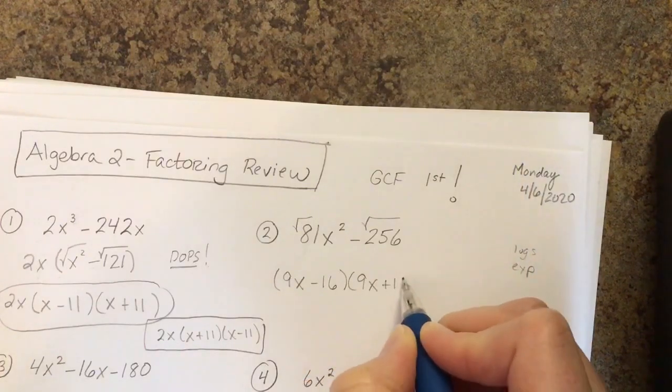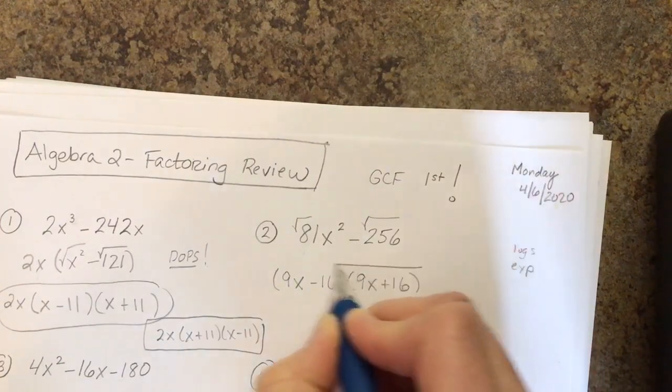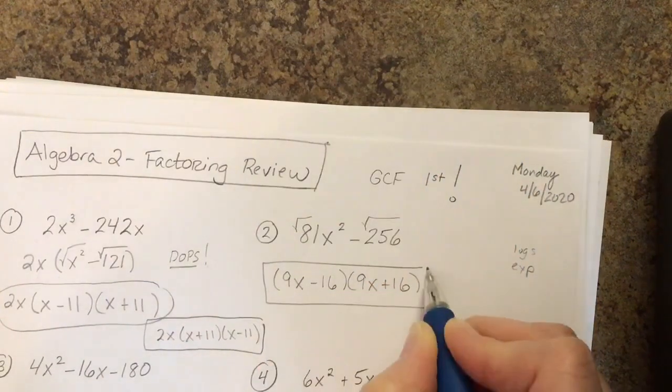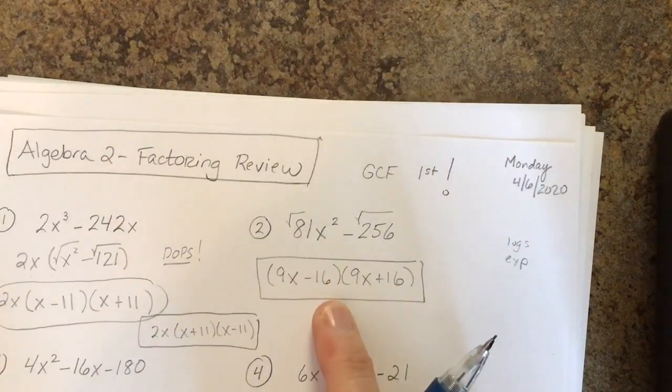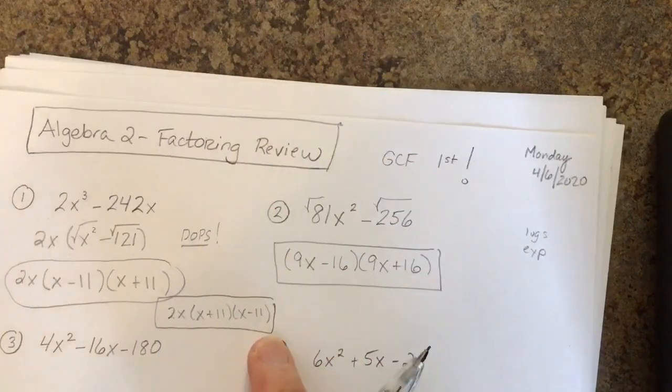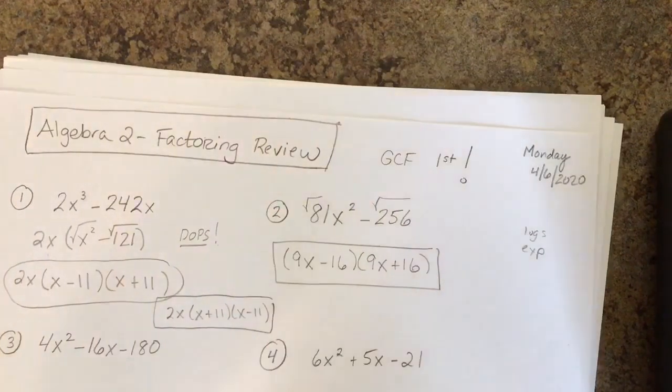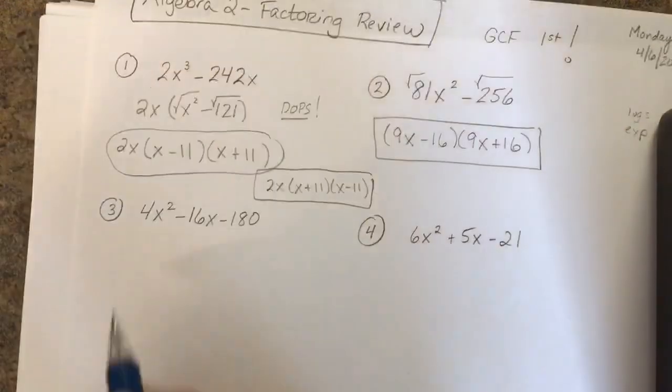These are the factors. We're not solving anything. We're just going to factor. I'm not going to set it equal to 0 and I'm not going to solve. Just write out your factors. You either have three factors or two factors. All right, next one, number 3.